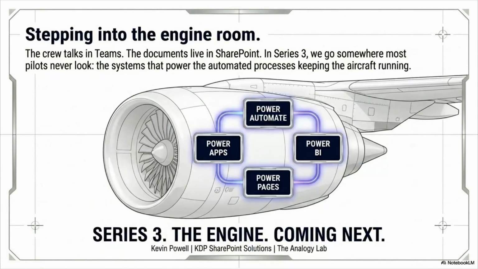The crew talks in Teams. The documents live in SharePoint. In Series 3, we go somewhere most pilots never look. The systems that power the automated processes keeping the aircraft running. Power Automate, Power Apps, Power BI, Power Pages, the engine that runs while the captain flies.